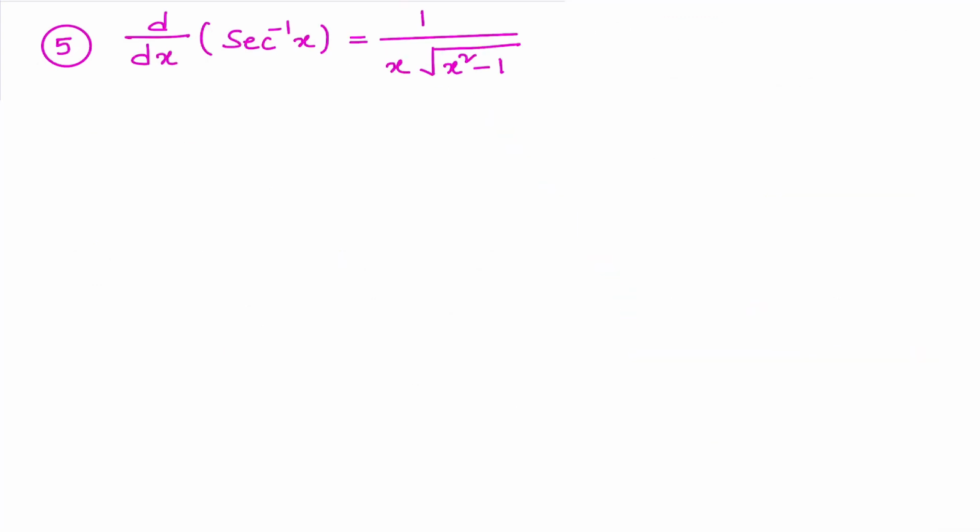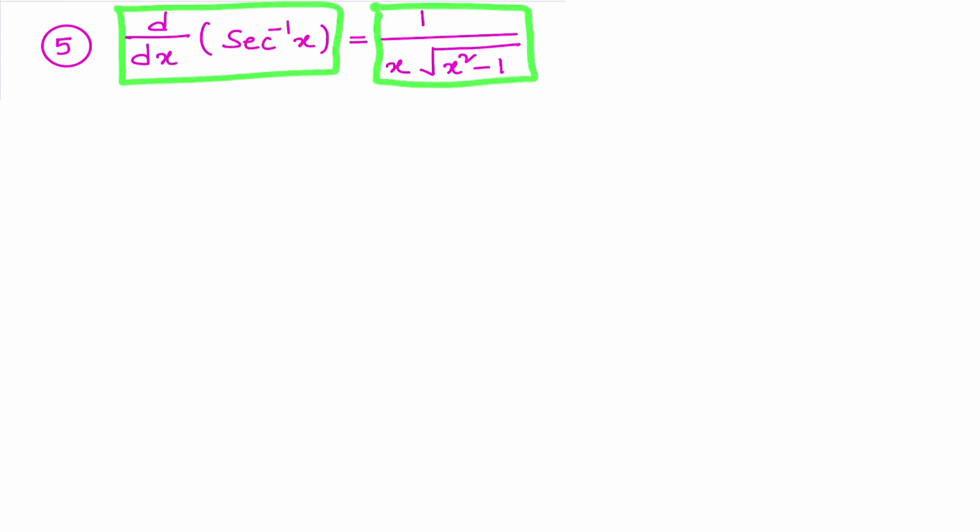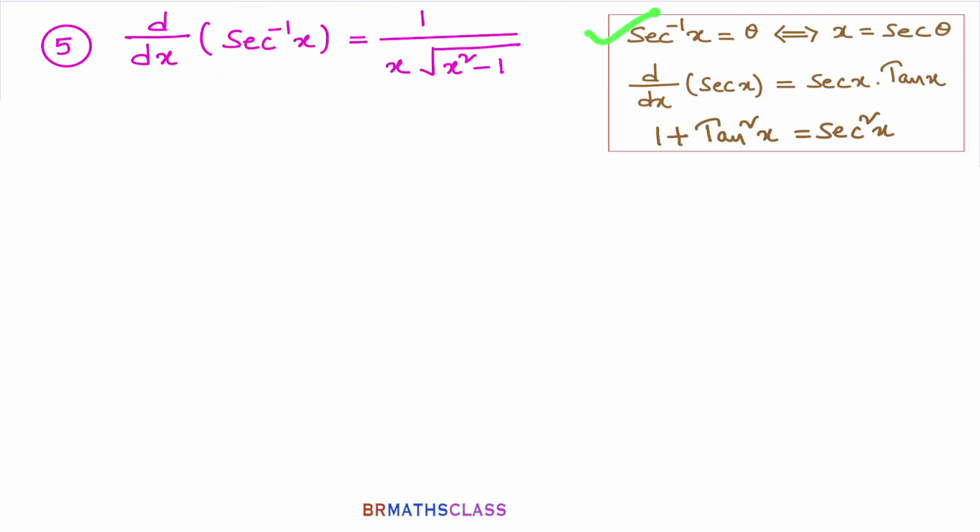You observe this: d by dx of secant inverse x is equal to 1 divided by x into square root of x square minus 1. I am going to prove this result. To prove this result, what formulas will we use? Let's see the formula box. This is the formula we learned from inverse trigonometric functions: whenever you see secant inverse x equal to theta, then you can write x equal to secant theta.